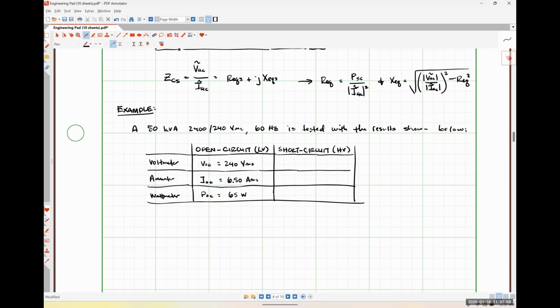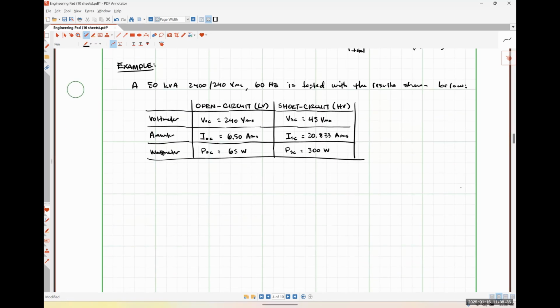For our short circuit test, I'm going to call this voltage over here VSC. So this is just the voltage from our short circuit test, which was 45 volts RMS. Our short circuit current was 20.833 amps RMS. And our short circuit power was 300 watts.